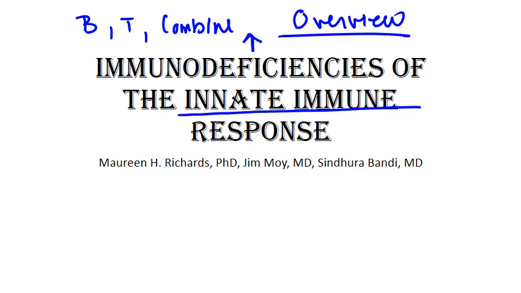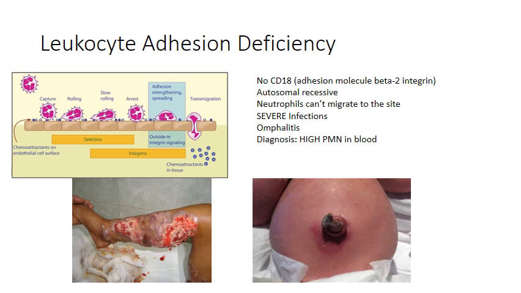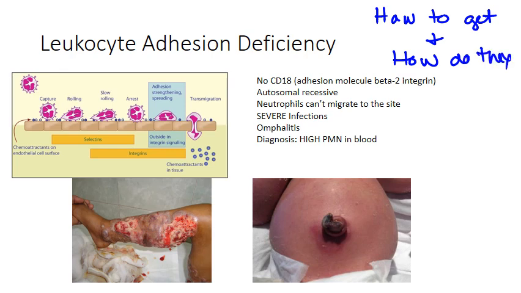So for the immunodeficiencies of the innate immune response, we're really talking about a couple of things. How do the cells get there? And how do they kill? If it interrupts either of those things, then that's an innate immunodeficiency, okay? So the first one we're going to talk about are basically the leukocyte adhesion deficiencies.